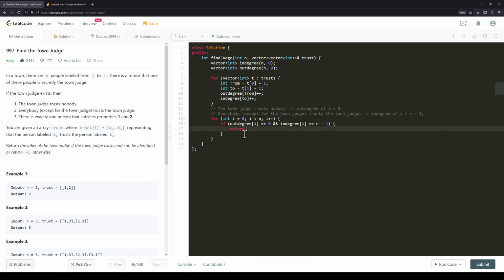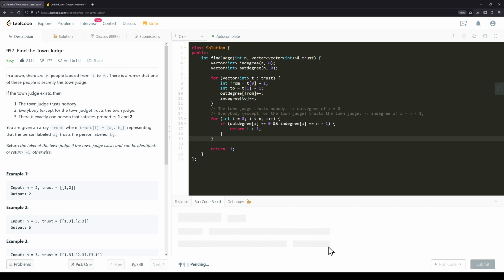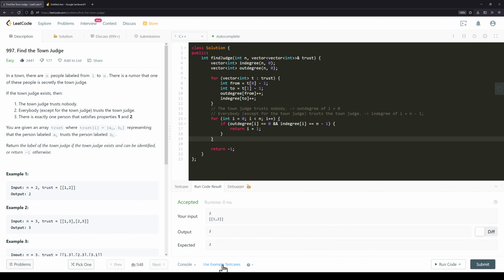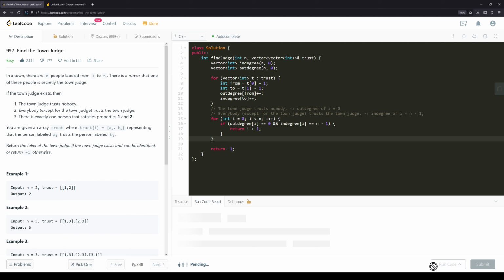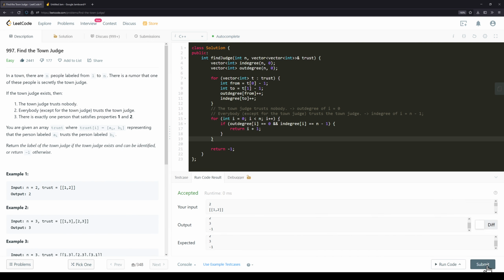And return i plus 1 because we initially offset everything to be 0, because our array's index is 0. So we go through all the possible persons, and if we don't find anything, we just return -1. Okay, let's see if it works. Okay, making sure. Alright, looks like it's good.